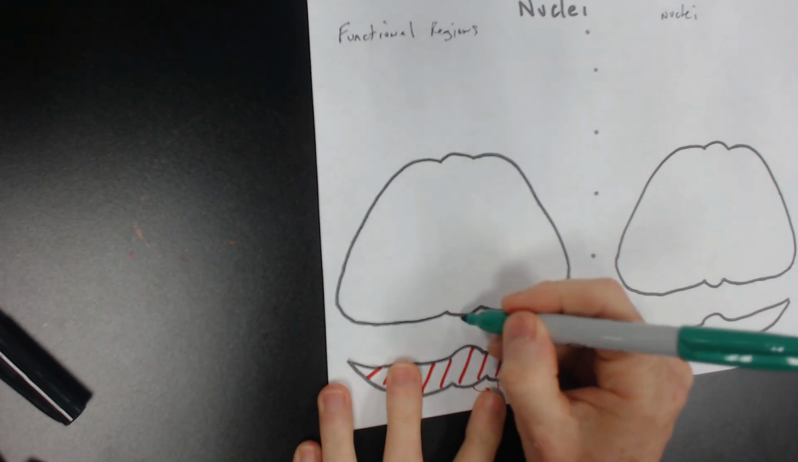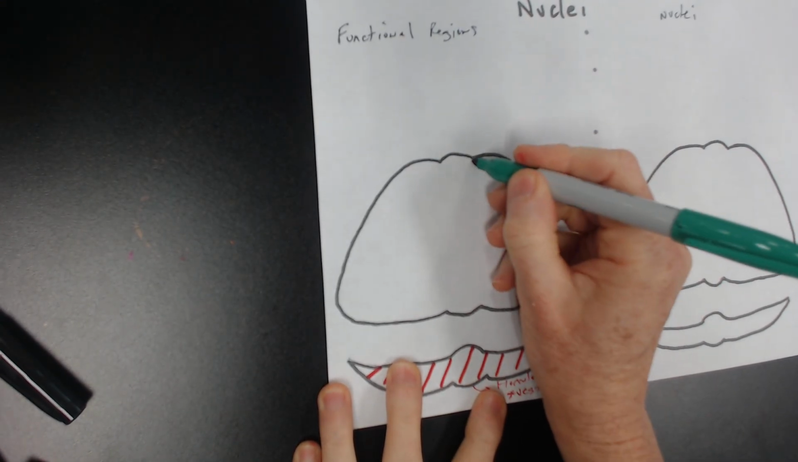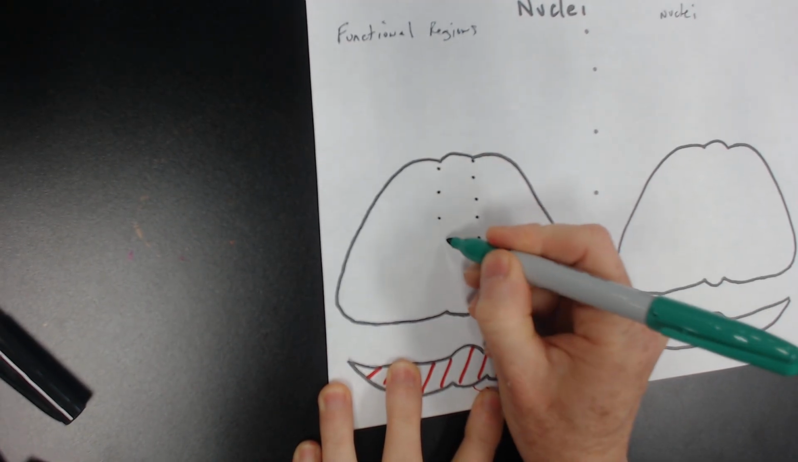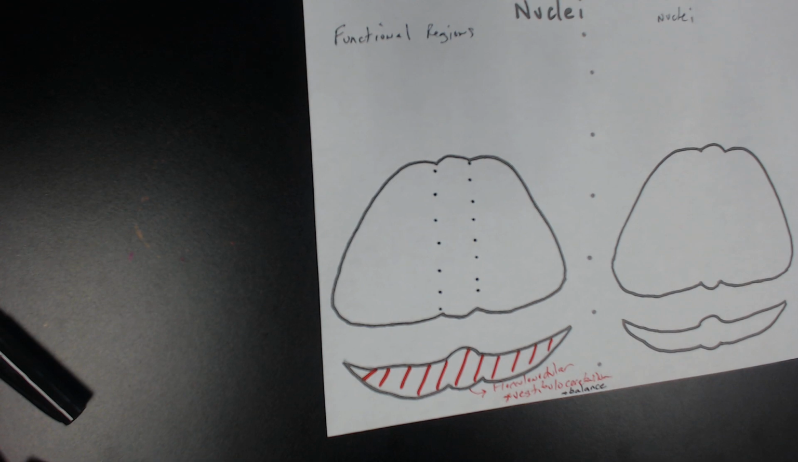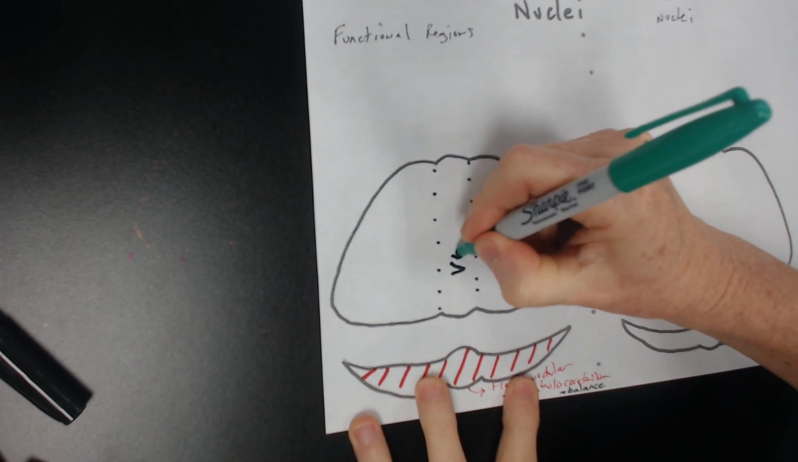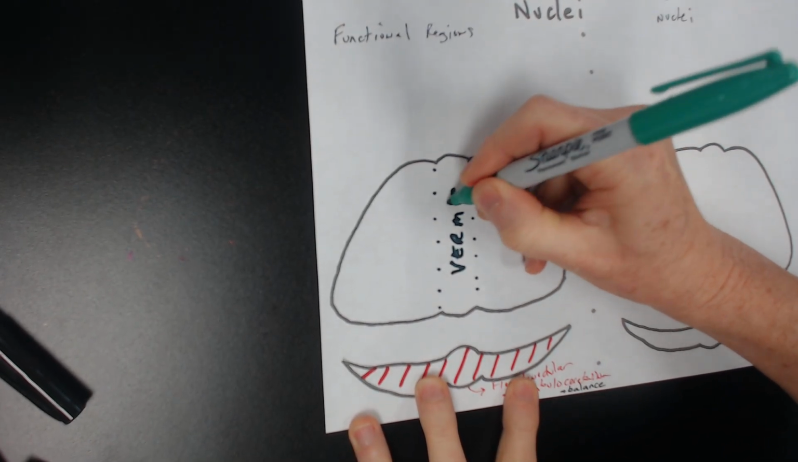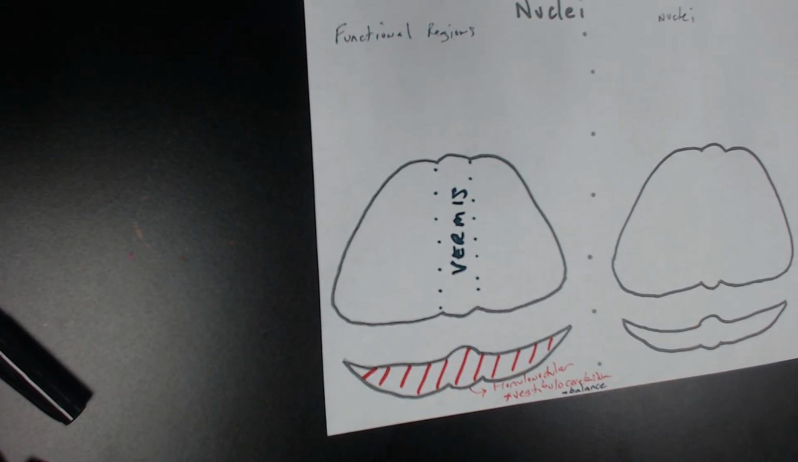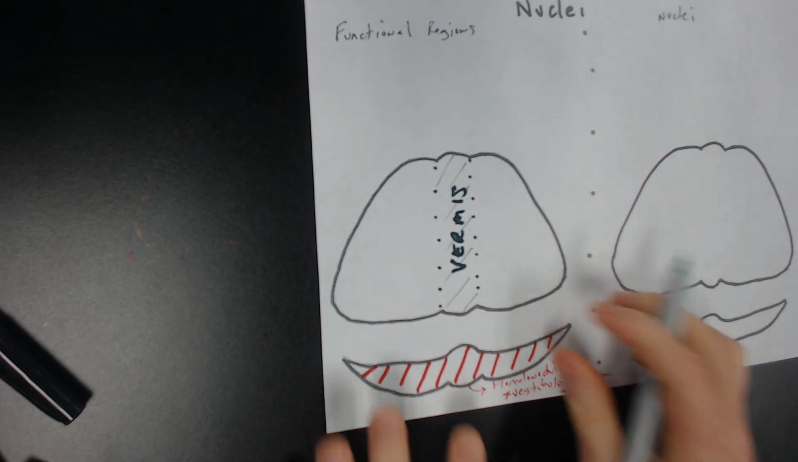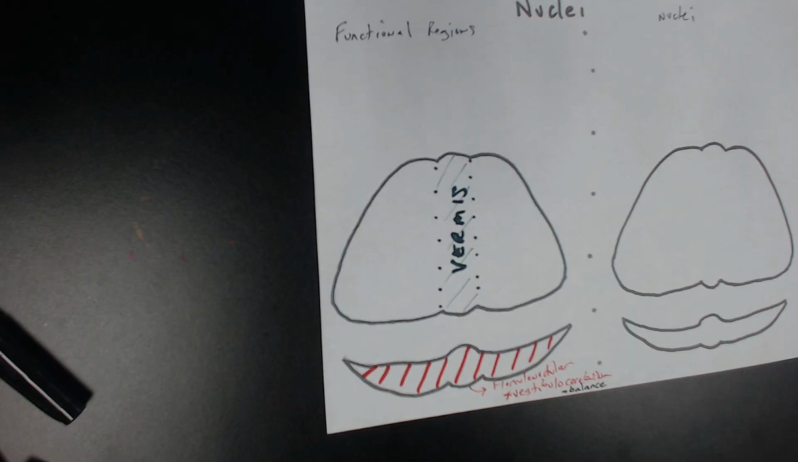Now we also have the region again over here on this side. It looks almost like the spine of a book, if you want to imagine. So we can delineate that region of the cerebellum here, just with some dots. This region of the cerebellum is the very middle, and it has a special name, it's called the vermis. V-E-R-M-I-S. All that region in the very middle, bilaterally, is called the vermis.